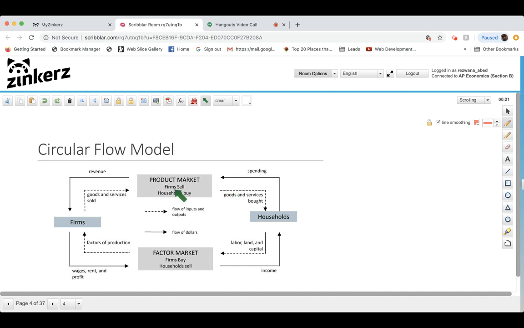Something that the farms would not be able to make these goods and services without buying factors of production from households. And in the same way, households wouldn't be able to buy anything if farms weren't selling goods and services in the product market. Okay, and then the other thing is the flow of money, how money flows around the economy.